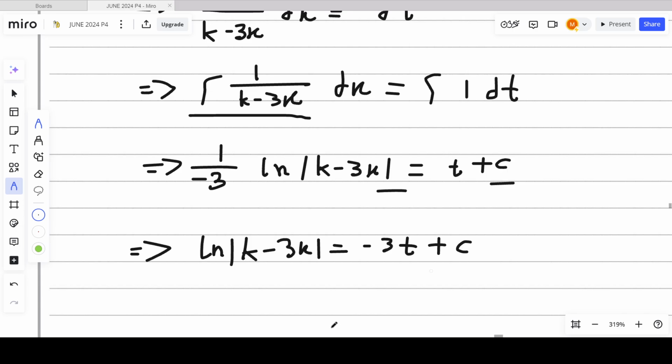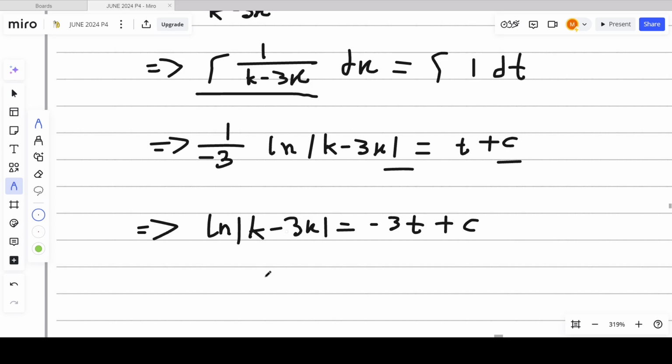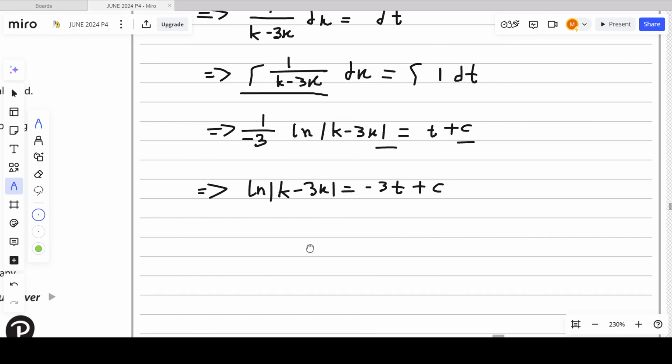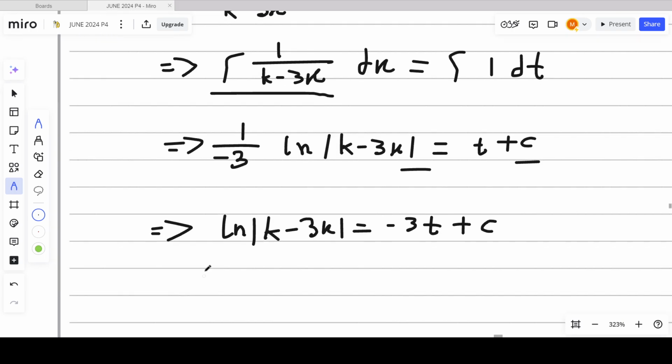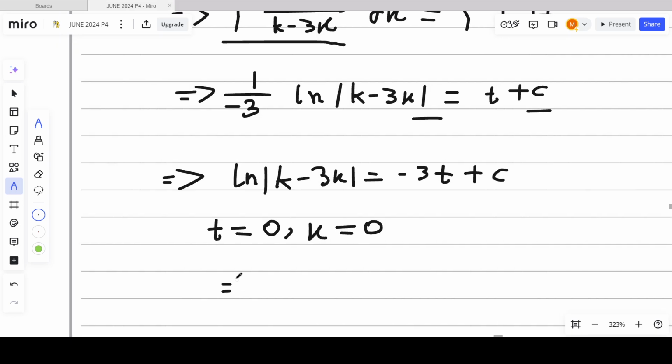Now we need to substitute. We know that initially, when t was 0, x was also 0. We will use this fact. So if t is 0, then x is 0, then what would be the case? c would be equal to what?